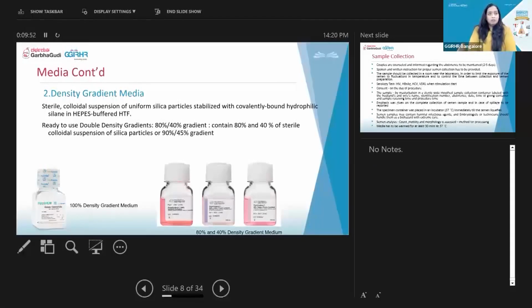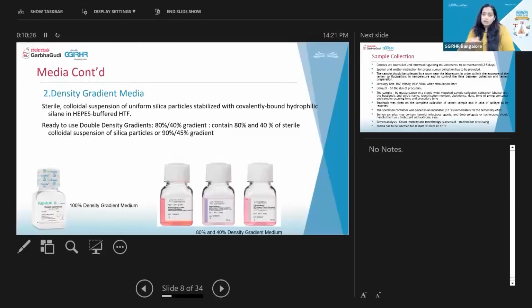The other media which we use commonly in an IVF center is the density gradient media. It is sterile, a colloidal suspension of silica particles suspended in the HEPES buffered HTF. You have two options. One is the 100% density gradient media, where you just have to dilute it according to the percentage that you require, by adding HEPES medium, into 80% or 40%, or 90% or 45%.